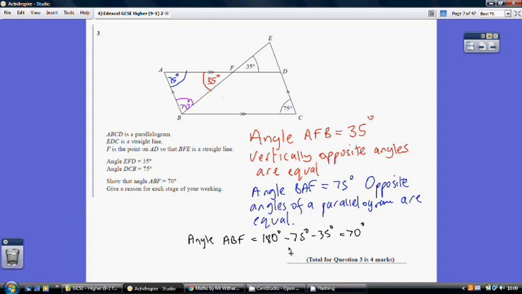Actually, thinking about it, what I should probably have written down here is to actually justify why I've done this. So I should have put in, because we've got to give a reason for each stage of your working, make sure you also write down here that angles in a triangle total 180 degrees.